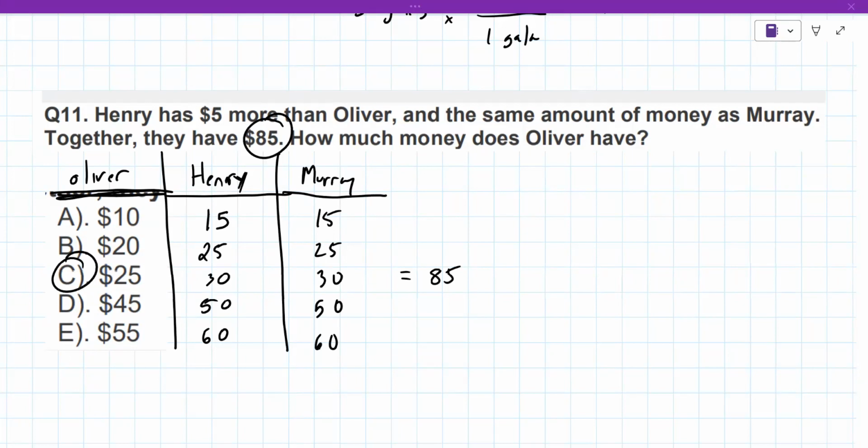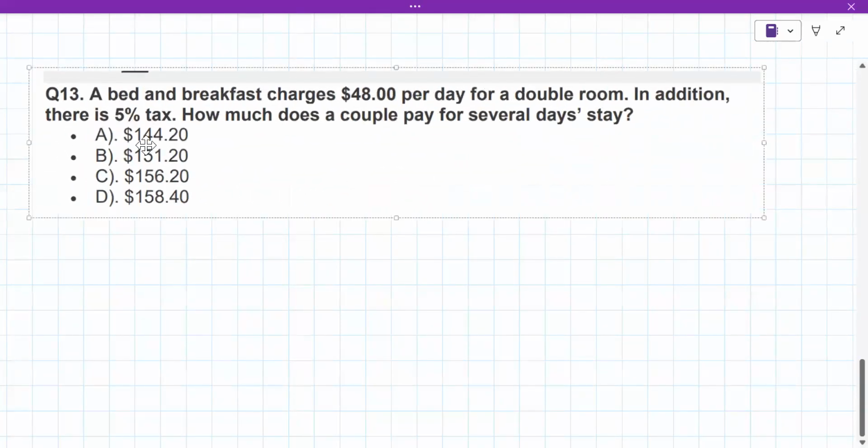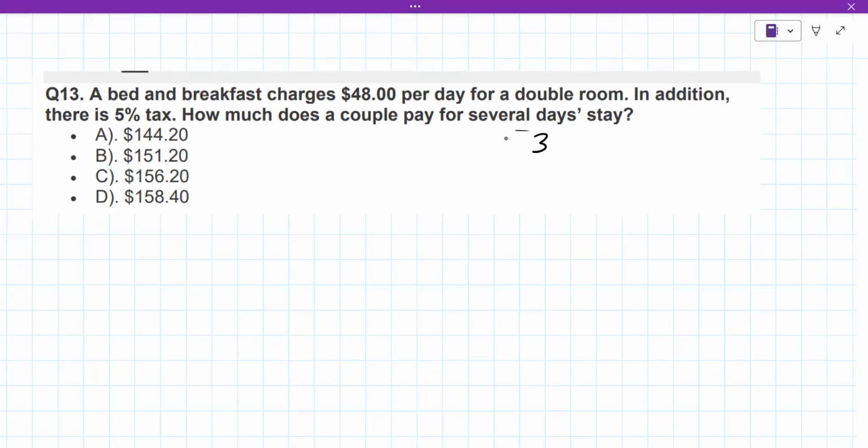All right, let's look at question 13 here. New question coming up. A bed and breakfast charges $48 per day for a double room. In addition, there is a 5% tax. How much does the couple pay for several days' stay? We don't know how long a several days' stay is. Okay, let's assume that the several days' stay is 3 days. That's the only one that makes sense in this context here.